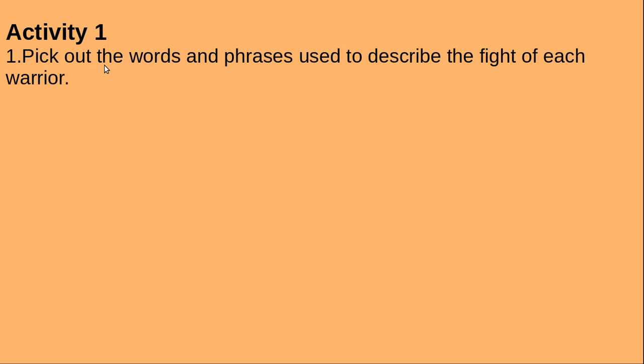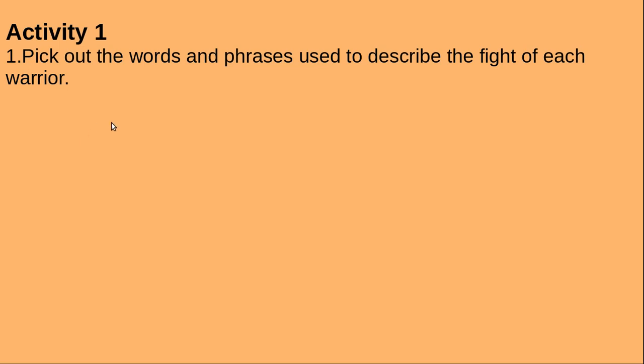First activity is pick out the words and phrases used to describe the fight of each warrior. You remember the warriors. Who are the warriors? The snake and the mongoose, right? What you have to do is find out the words and the phrases which describe the fight of each warrior. Why are these activities included in our text or in the syllabus? To develop or enrich your vocabulary, right?